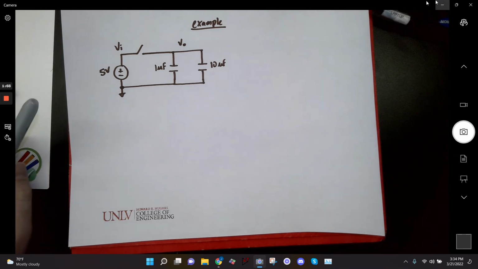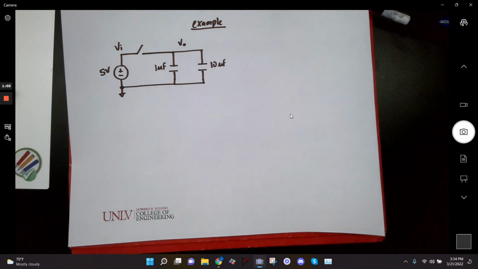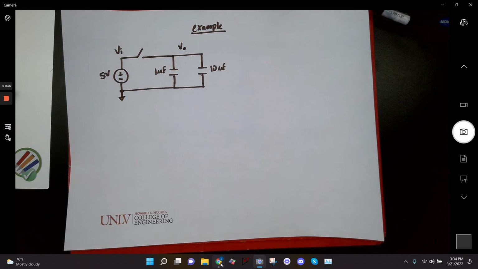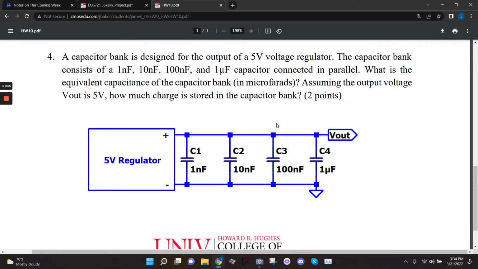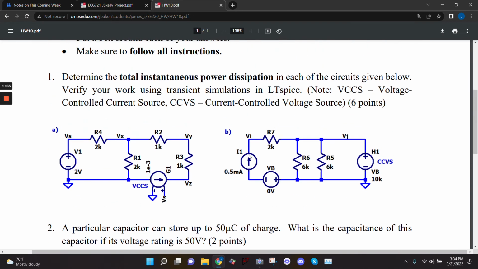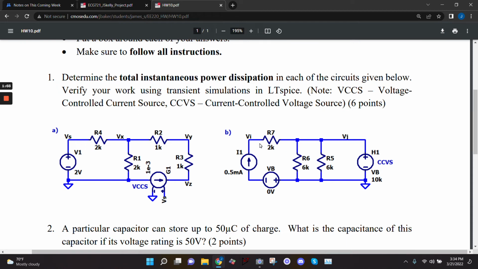So I haven't done that yet, but I'll do that probably next time because I don't think this next homework does much in Spice. There's no Spice here. These don't have any Spice. And then this is just old stuff.